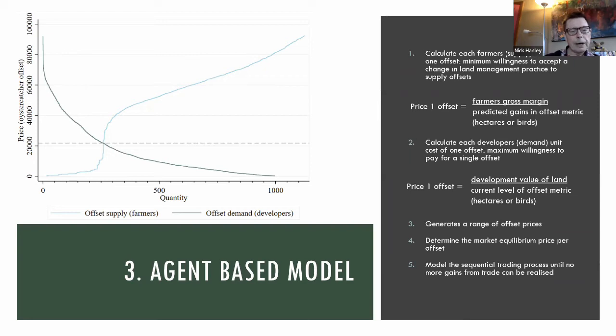And then we can figure out, well, what happens to that equilibrium price? Who's in as a seller? Who's in as a buyer? Where do the new houses get built? Where do the biodiversity credits get produced? The model essentially matches buyers and sellers until all potential gains from trade are exhausted.